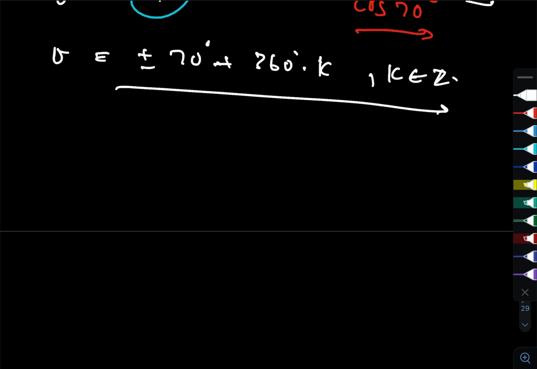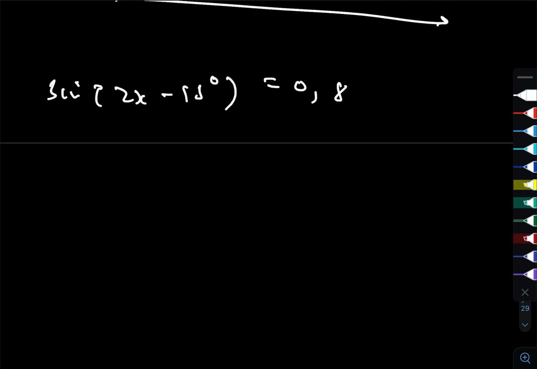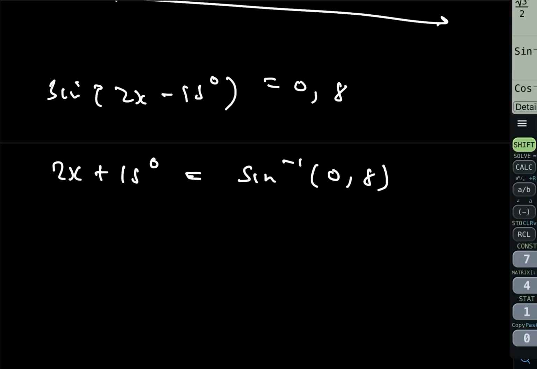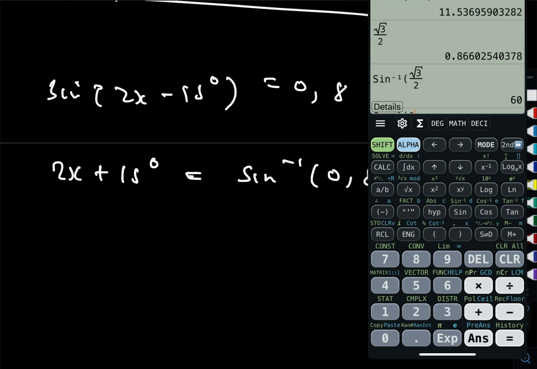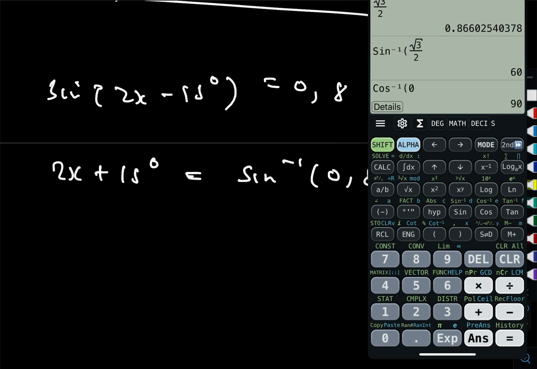Another one is where you have to solve for x, where sine(2x - 15) equals 0.8. All I need to do is apply my inverse sine to both sides, and then on the left I'm left with 2x minus 15. You take a calculator and check what that is. So the inverse sine of 0.8 is 53.13 degrees.